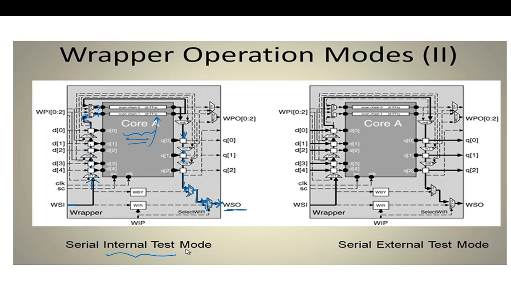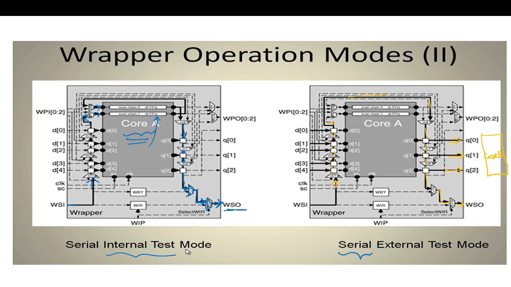Now for the external test, say we have shifted the pattern and it is in the serial operation. Say we have shifted in the pattern from here to all this, and now it is available at this WSO as well as these Q lines. Now from this Q we can apply this to the core B.